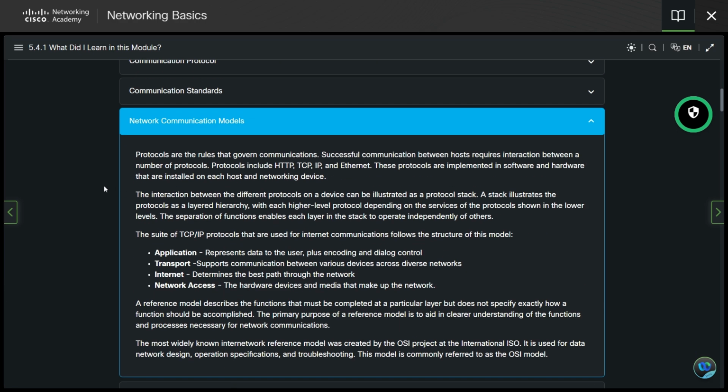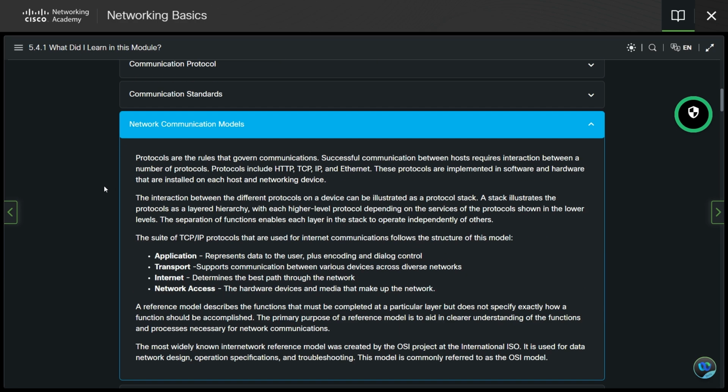The next step is network communication model. Protocols are the rules that govern communication. Successful communication between hosts requires interaction between a number of protocols. Protocols include HTTP, TCP, IP, and Ethernet. These protocols are implemented in software and hardware that are installed on each host and networking device.